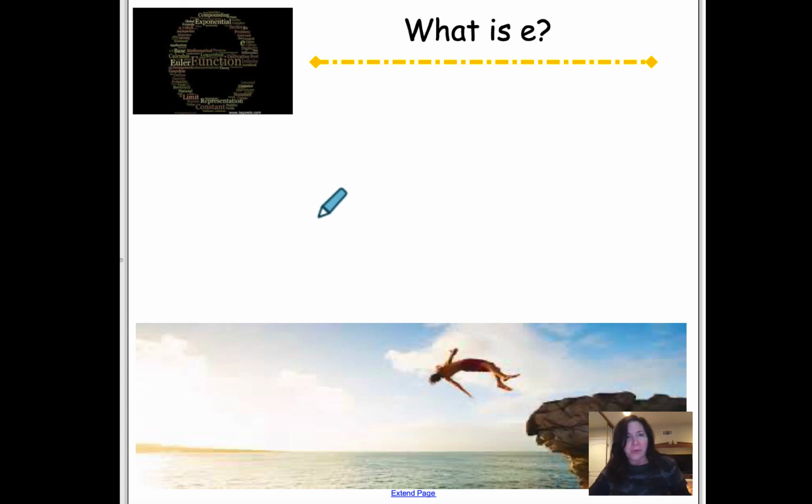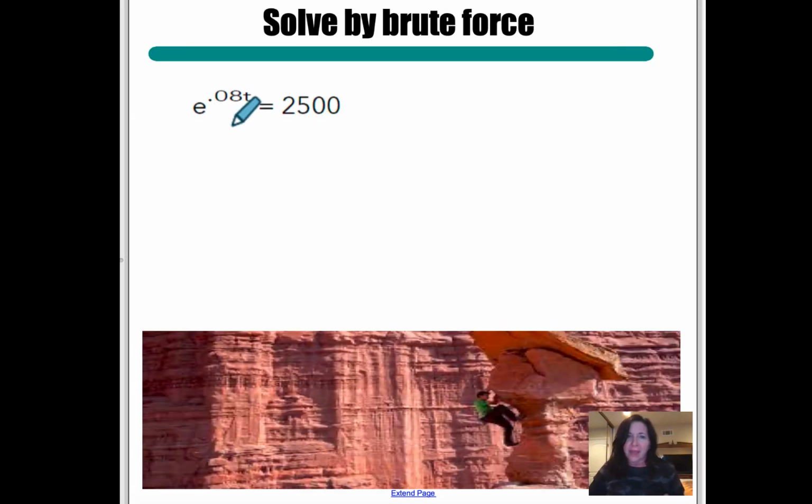Some people are thinking, well, what's a natural log? That's more of an ln. We're going to be introducing all of this stuff next week, but we're just going to continue. You're going to talk about what e is. And then here's another brute force problem.